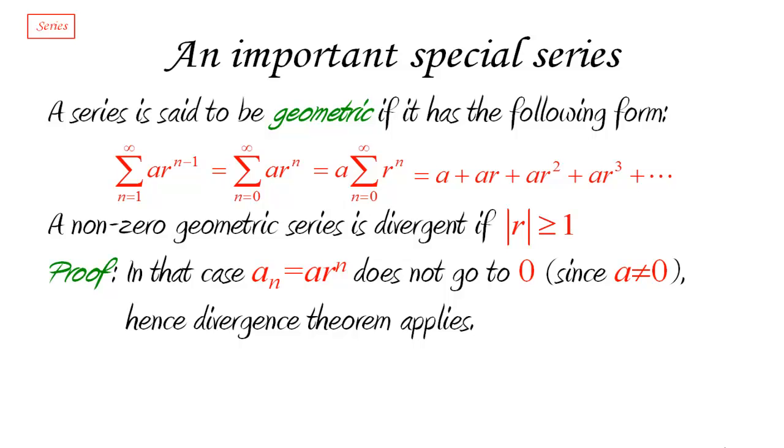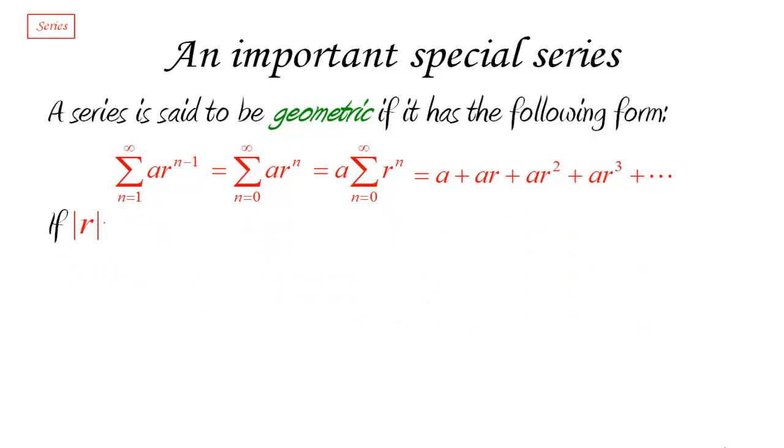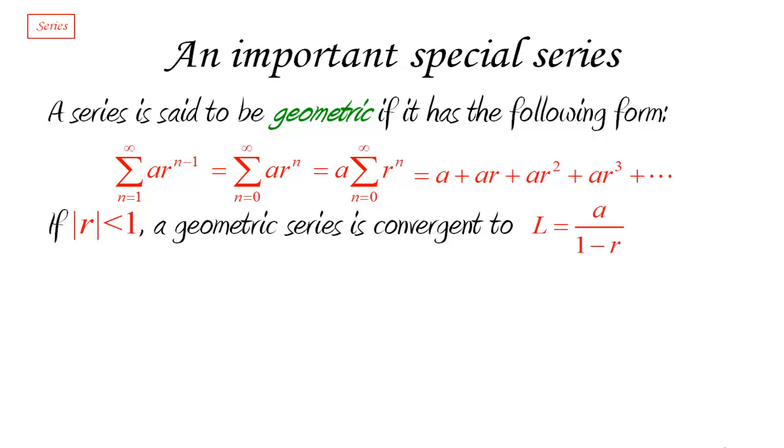Now, let's see what happens in the remaining case, that is when the absolute value of r is less than 1. Well, if the absolute value of r is less than 1, the geometric series ends up being convergent. Not only that, but I can tell you what it converges to. It will converge to a over 1 minus r. Fairly simple formula too, isn't it?